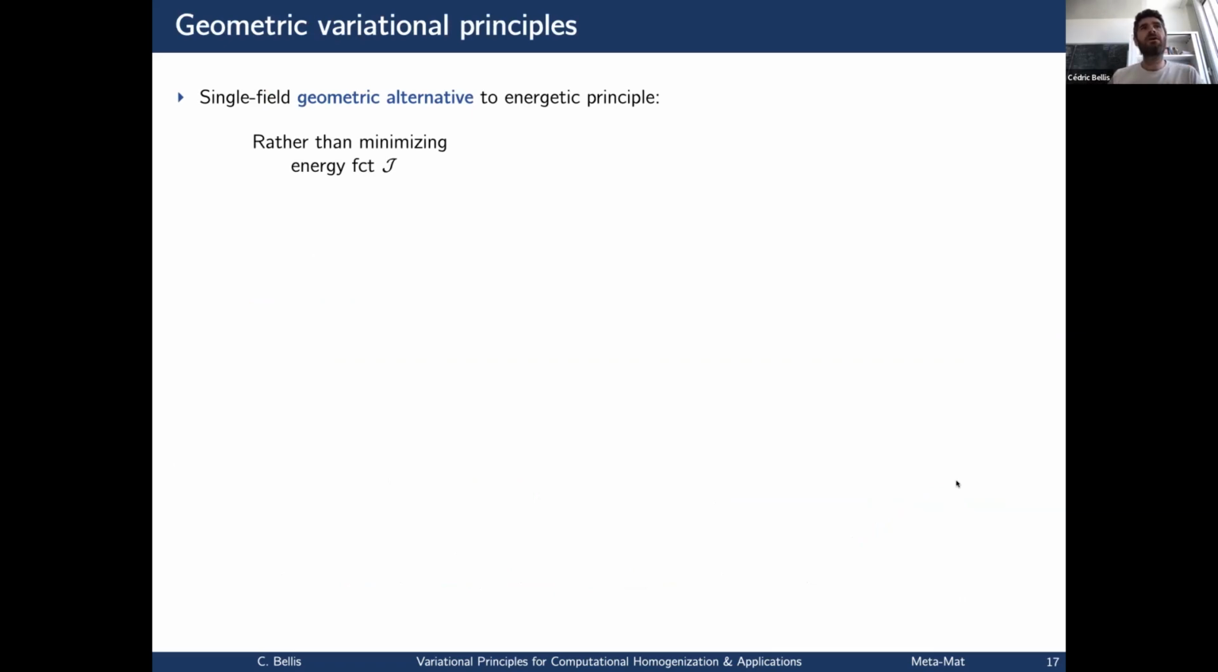So first, let's consider a single field formulation. A very simple idea is that rather than minimizing the energy functional J, we can minimize the norm of its gradient. Because if the norm of its gradient is minimized to 0, then we have reached the optimality conditions. And I recall that the gradient itself is given by the expression we have found in terms of the Green's tensor.